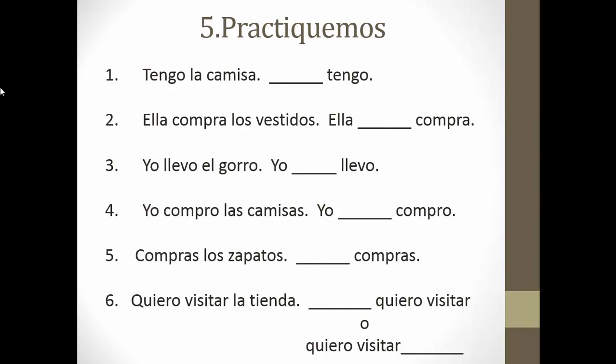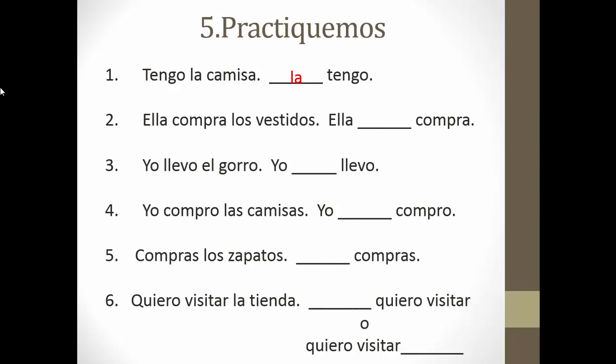Now you're going to use a direct object pronoun. You're going to say I have it. What direct object pronoun would replace the direct object camisa? In this situation, it's la. Please write la for number 1 on part 5 of your note guide. Number 2, ella compra los vestidos.